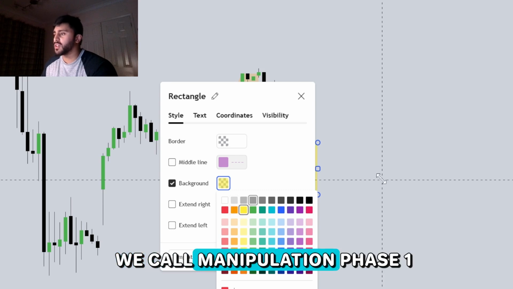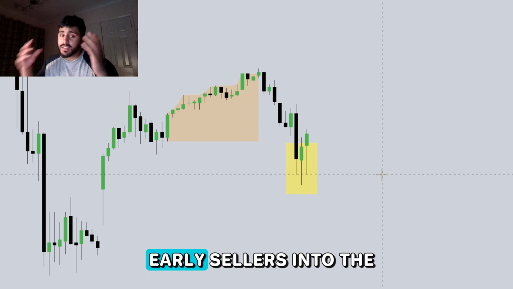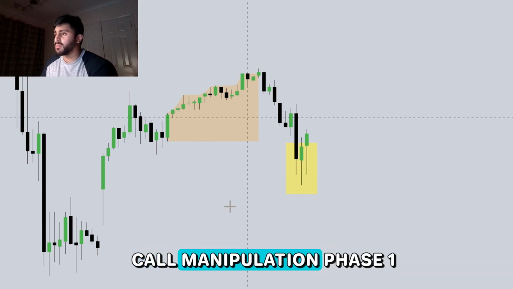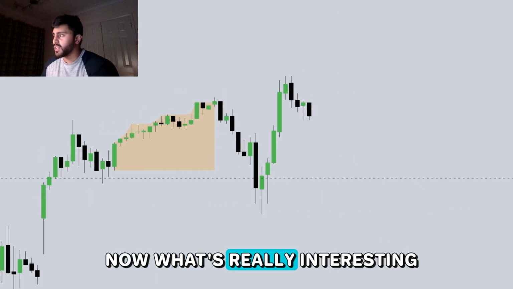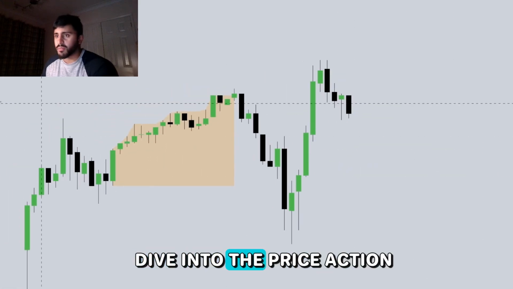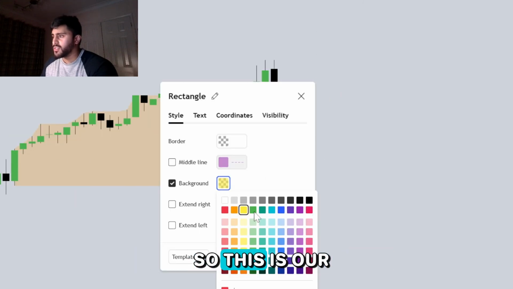So this is what we call manipulation phase one. This is the market enticing early sellers into the market, right? Now from here, we have manipulation phase two. What's really interesting about this, when we dive into the price action, is that we had a fair value gap just over here. So this is our imbalance, right?